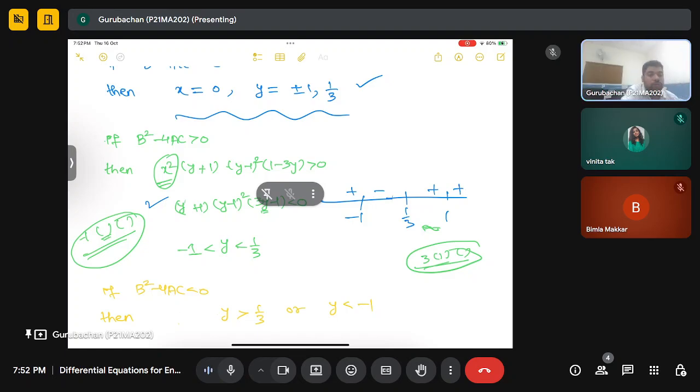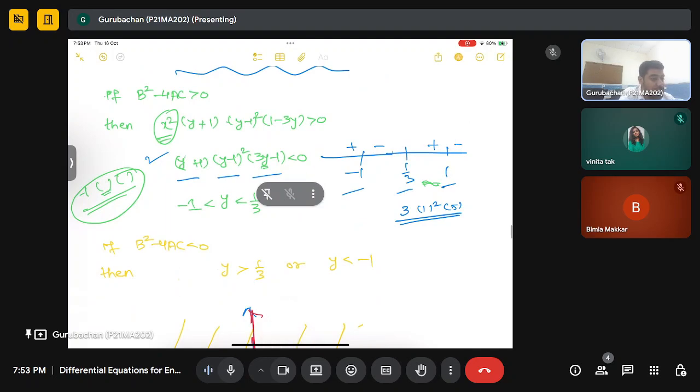I would like to check these values here because I'm getting some ambiguity in the answer. So here (y plus 1), (y minus 1) whole square, (3y minus 1). So our critical points are minus 1, 1 by 3 and 1. Although after 1 there is no change of sign. So when you substitute 2 here, you will get 3, 1 square and 5. So it's a positive value.